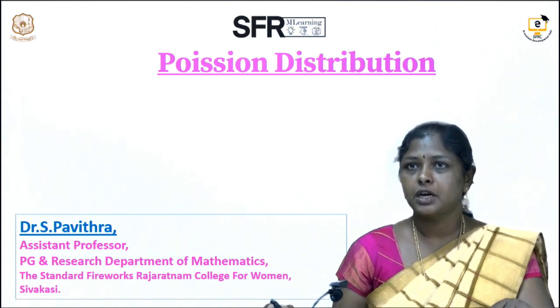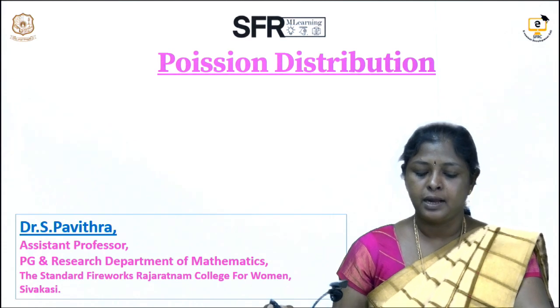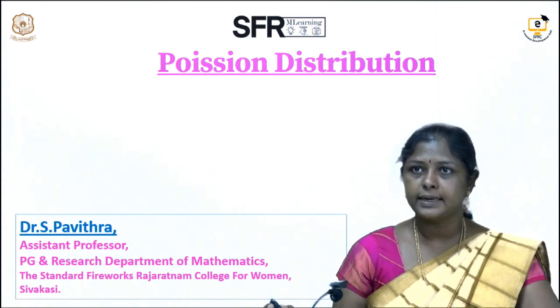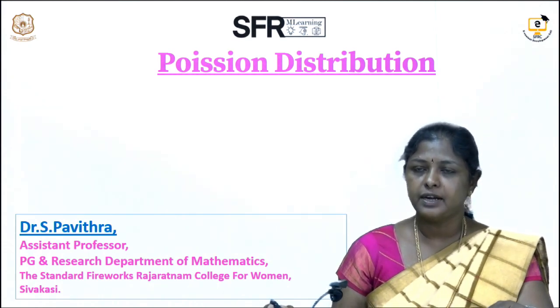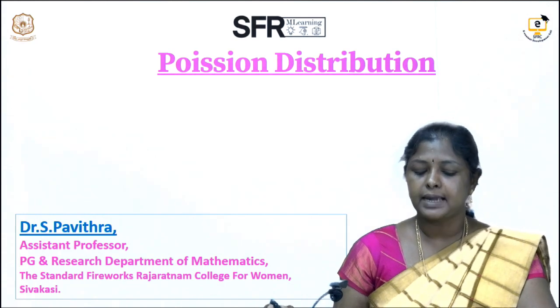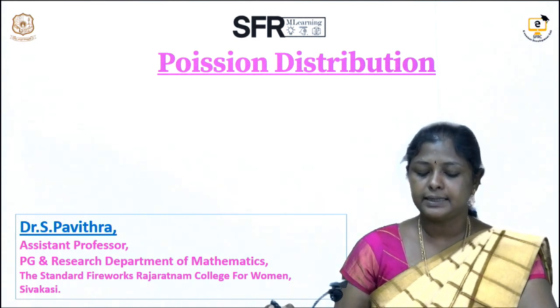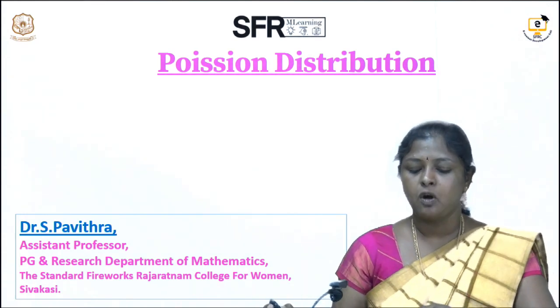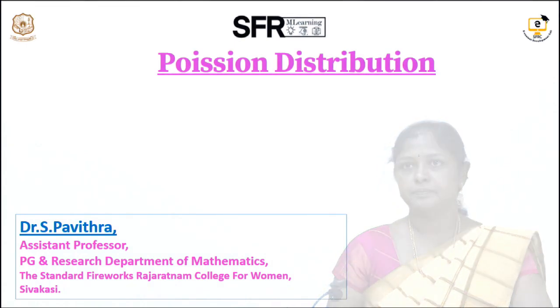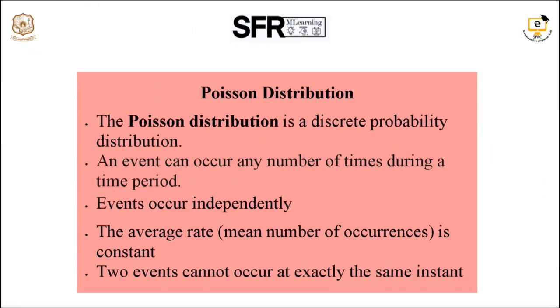Today I am going to talk about the Poisson distribution. A Poisson distribution calculates the probability of a specific number of independent events occurring within a fixed interval of time, space or distance. A Poisson distribution is a discrete probability distribution, and there are several conditions applicable for Poisson distribution.